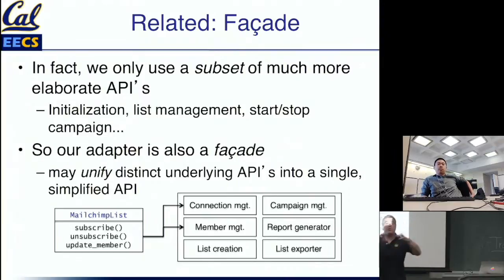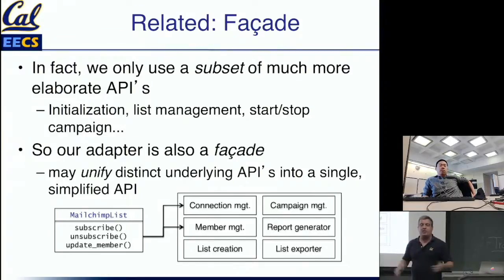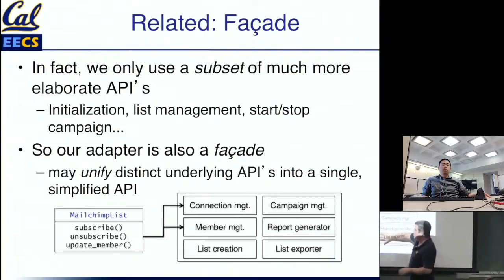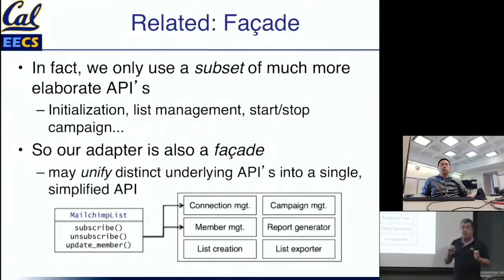It's actually providing a much simpler version because we only care about using a subset of stuff. Not that the terminology is super, super critical, but if you care and people say, oh, we had to create a facade adapter over something, what they usually mean is that the facade may take a subset of the underlying API, or it may unify distinct underlying APIs into a single one.